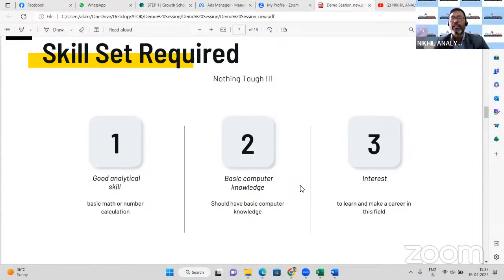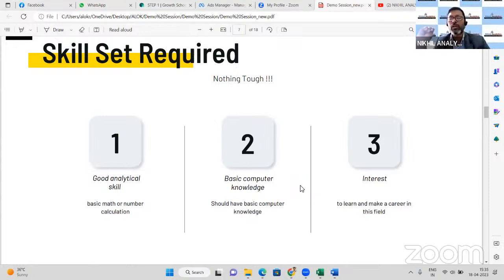You should know how to operate computers. I hope everyone is aware of the basic computer skill sets. This does not need to be discussed. Third is the most important point, which I want you to understand as well. That is interest.